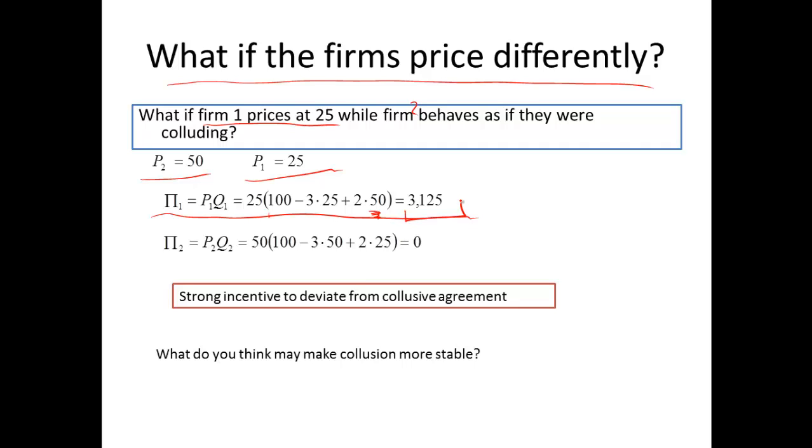What about over at firm 2? Remember, firm 2 is charging the high price. And so P2 times Q2 is, here's P2 is 50, and Q2 is 100 minus 3 times their own price, which is 3 times 50, plus 2 times 25, and that actually equals 0. Ouch! Wow, that really hurts. Now, let's think a little bit intuitively about what's going on here, what it means to be charging a high price versus a low price.